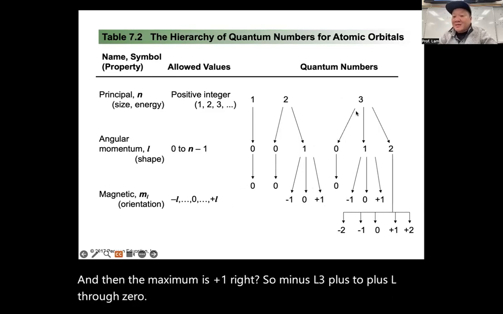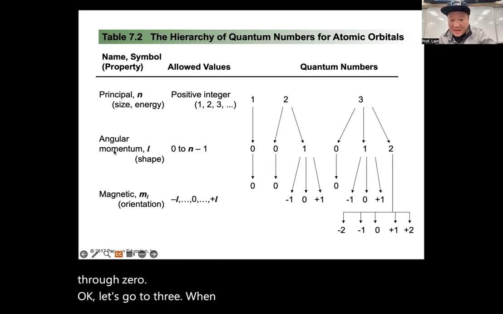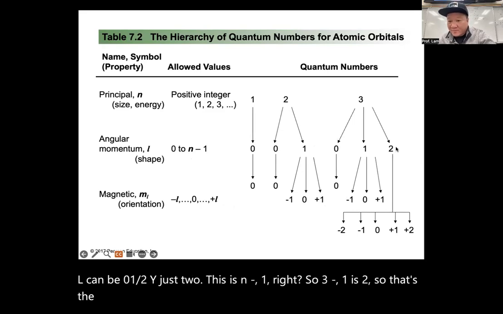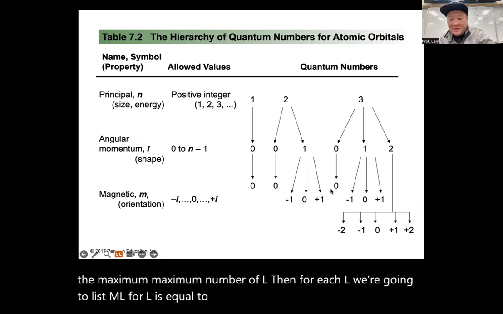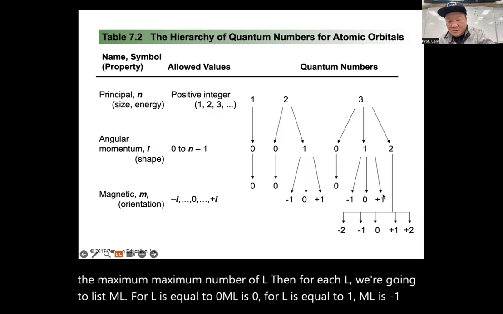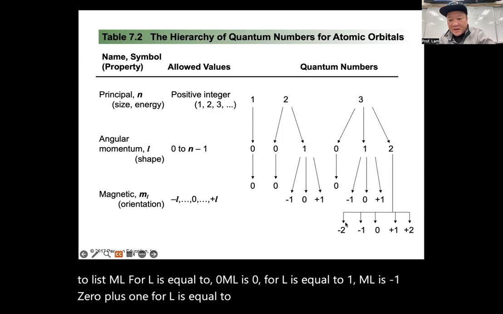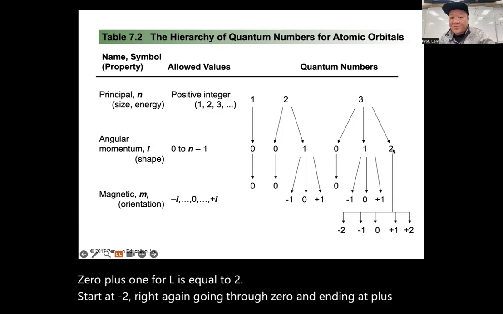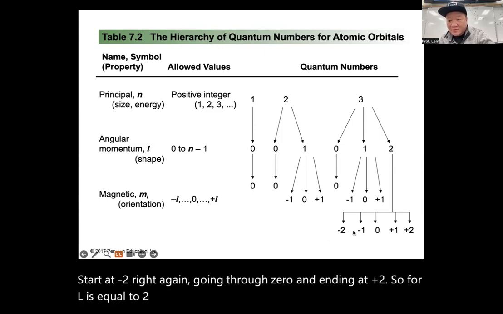Okay, let's go to 3. When n is equal to 3, L can be 0, 1, 2. Why just 2? Because it's n minus 1, right? So 3 minus 1 is 2. So that's the maximum value of L. Then for each L, I'm going to list m sub L. For L equal to 0, m sub L is 0. For L equal to 1, m sub L is minus 1, 0, plus 1. For L equal to 2, you start at minus 2, right? Again, going through 0 and ending at plus 2. So for L equal to 2, m sub L can be minus 2, minus 1, 0, plus 1, plus 2.